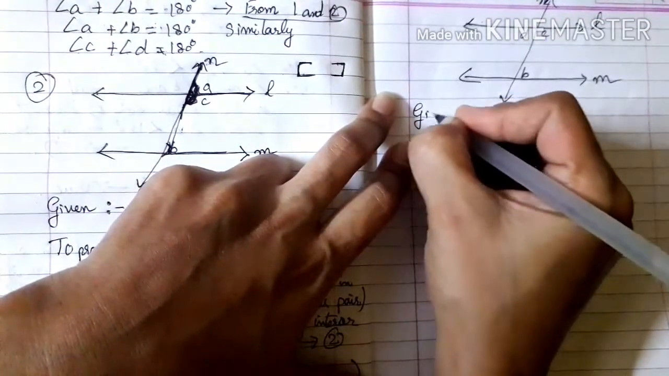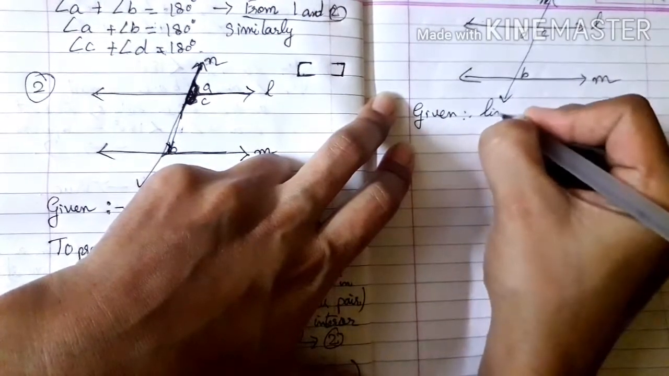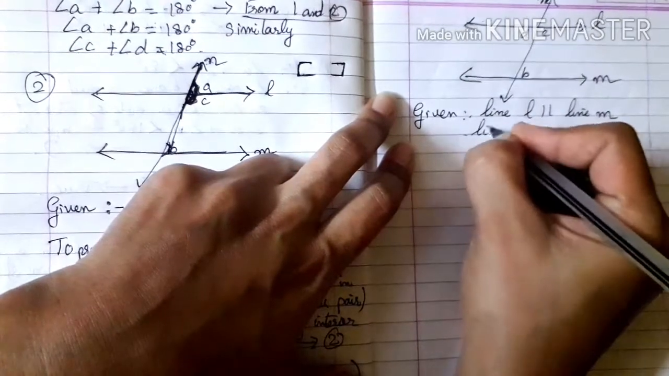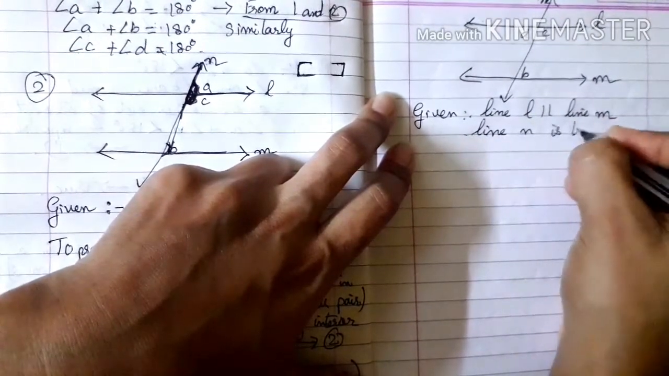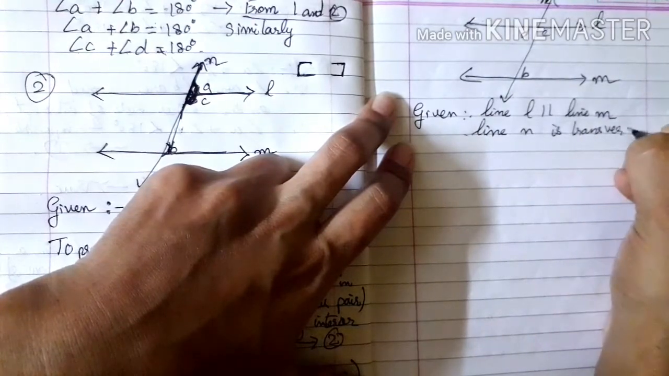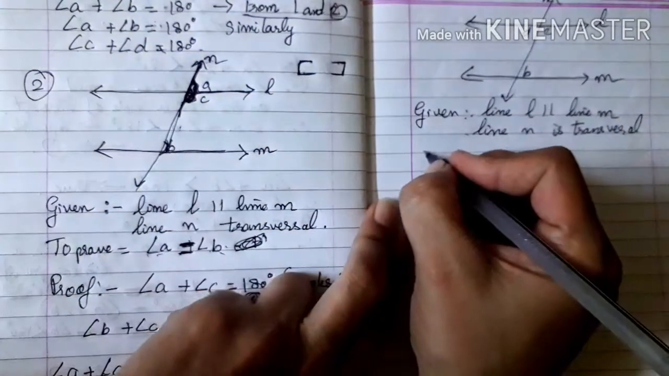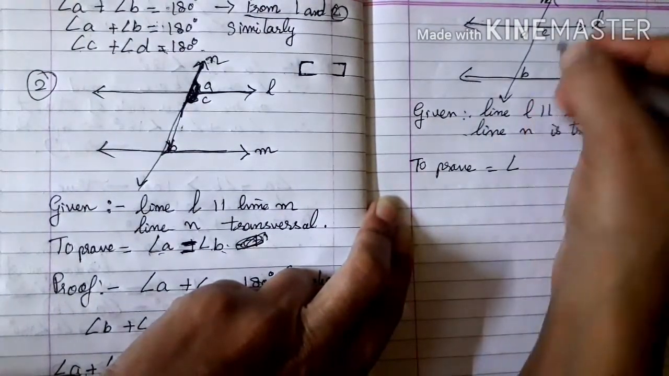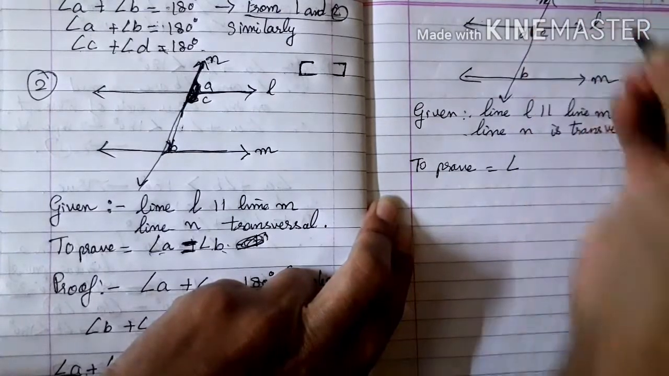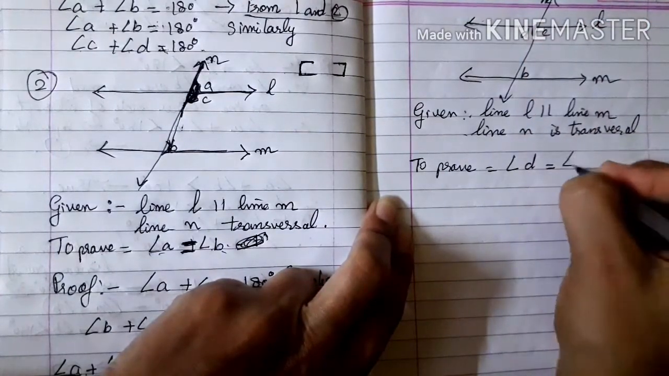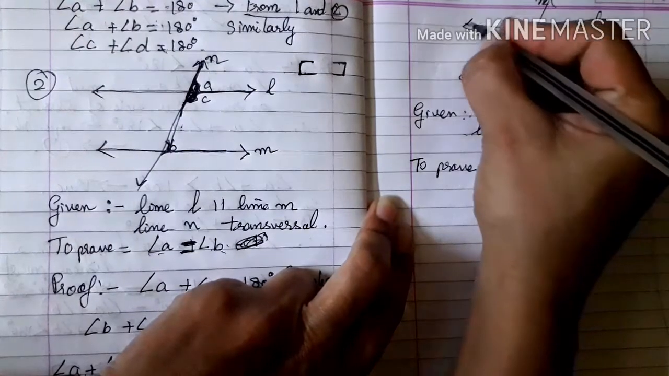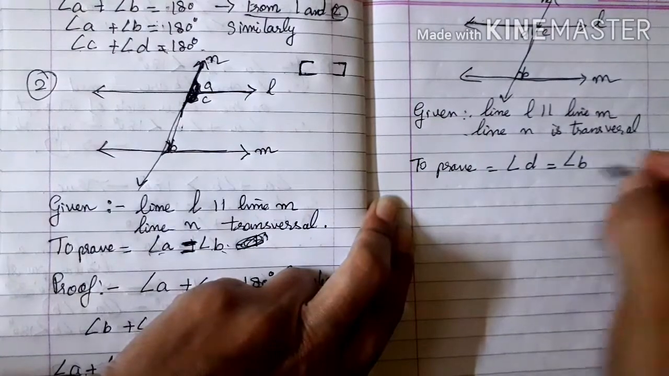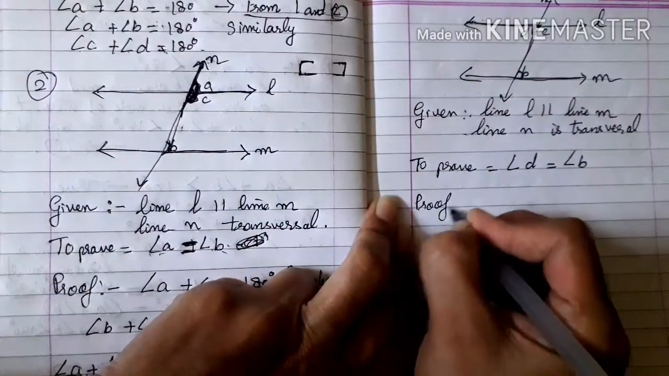So what has been given? Line L is parallel to line M, where line N is the transversal. Same, we have to write given, then to prove. What we have to prove is that angle D is equal to angle B. You will see it is forming a Z shape. Got it? So what will be the proof?